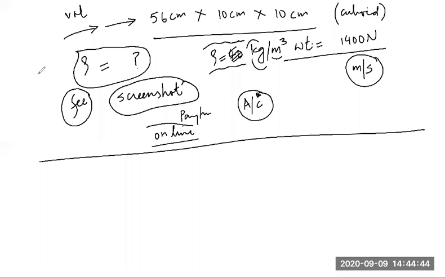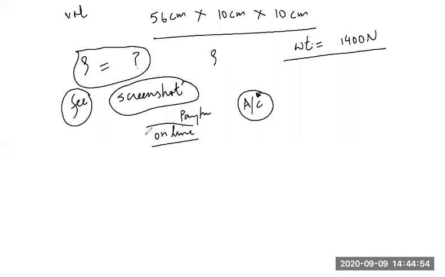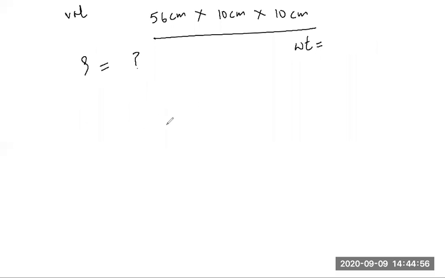Density is represented by rho. The weight is given as 1400 Newton. Okay, find the density. So, students, how can we find the density? Can anyone tell me? What is the weight, students? 1400 Newton.